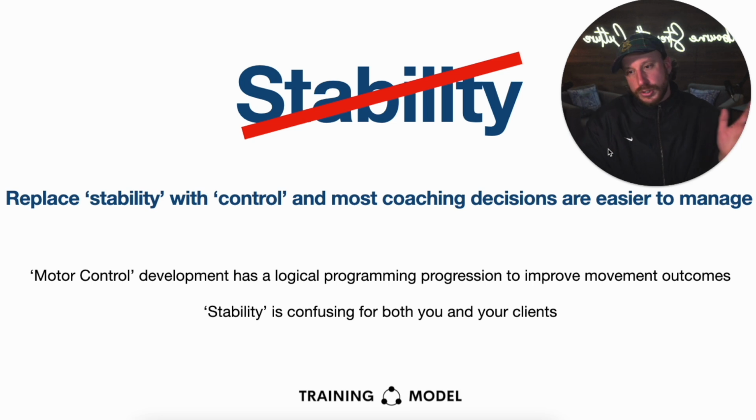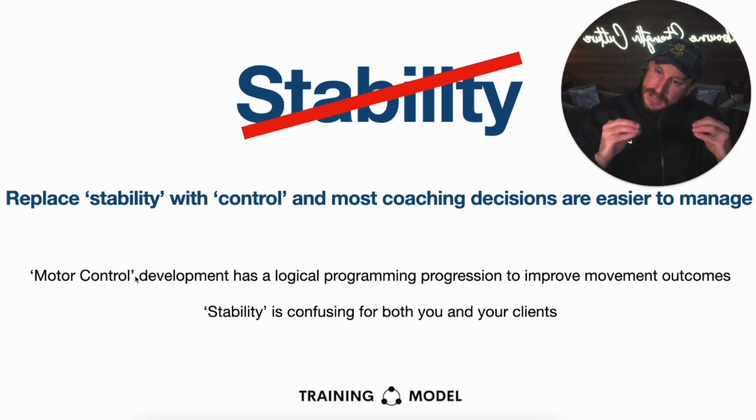So stability is a muscular-first lens term. It makes no sense in the general discussion of a systemic view of what is going on. If we replace the term stability with control, most coaching, in fact every coaching decision, becomes easier to manage from a movement context. Motor control development is a logical program progression. There's a process that we can do to improve motor control. There is endless years of study, of skill development within whatever context you want.